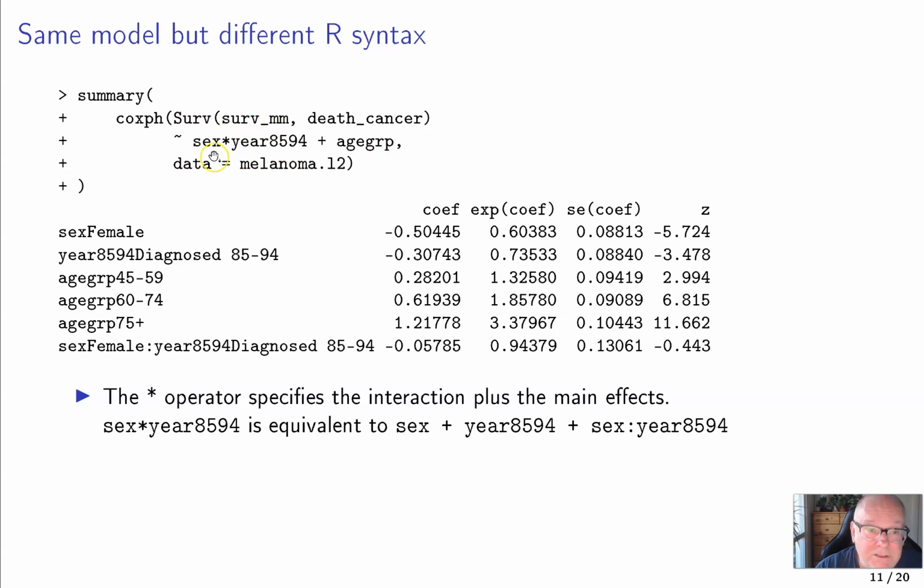Stata also has two different interaction operators. Stata has a single hash, which is equivalent to the colon, and a double hash, which is equivalent to the asterisk. So this is exactly the same model, but we're just using a slightly different syntax.